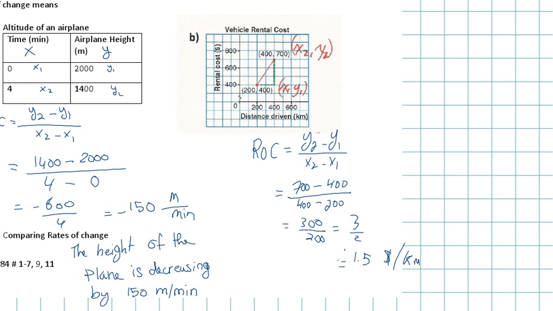And this is increases because it's positive, right? Does it make sense? And it's increasing by $1.50 per kilometer. Are we good?